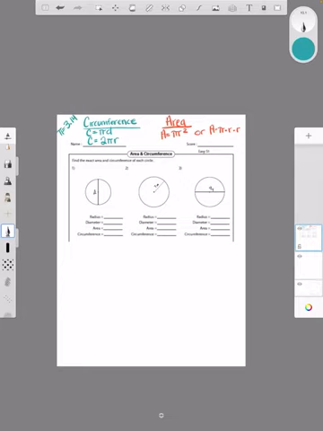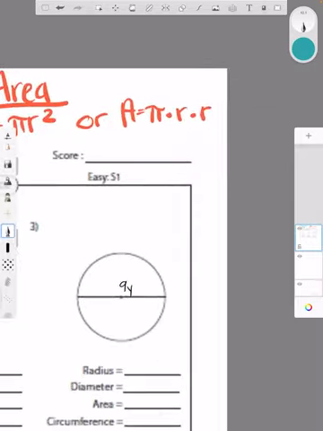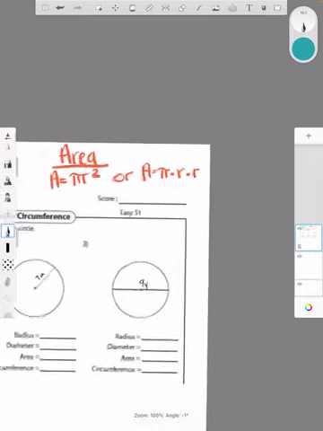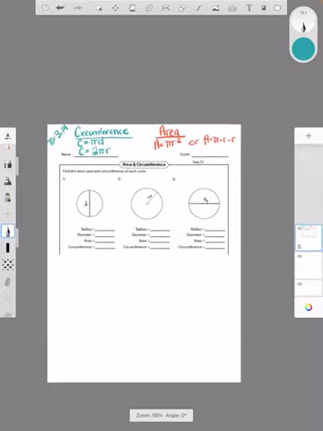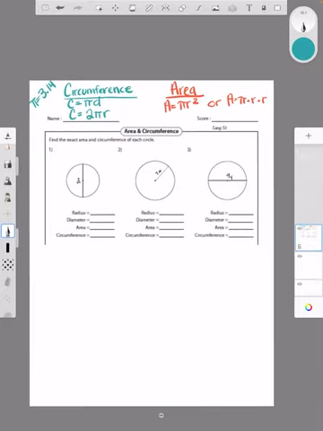All right, and then for area, our formula to find the area of a circle is area is equal to pi r squared. Now, remember, when you're squaring a number, that means you're multiplying the number by itself. That's why I showed a different way you can look at it. I wrote down area is equal to pi times radius times radius, because you're going to multiply that radius times itself.